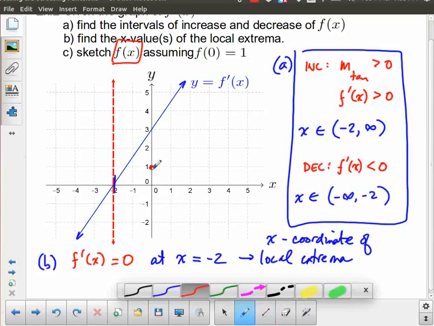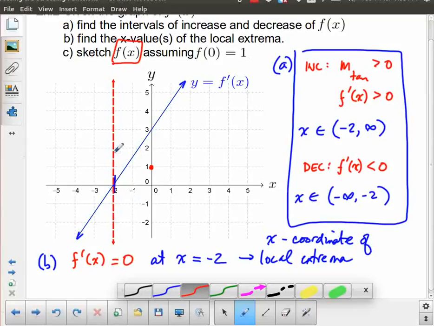Everything to the right of -2 is increasing. From -2 to infinity, we are increasing. So that means going through this point, everything has to be going up and up and up. Everything to the left of -2 is decreasing, but we have to remember our definition of decreasing, which means we start at the left and then we move to the right. So that means it has to be coming down, down, down until it gets to here, and then it has to be going up again.